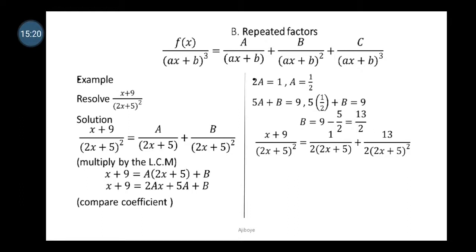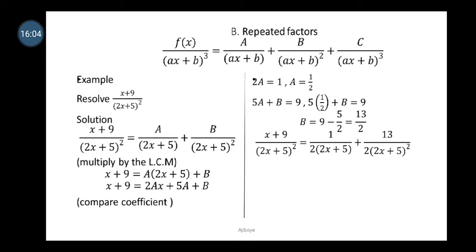Solution: x plus 9 over 2x plus 5 all squared will be equal to a over 2x plus 5 plus b over 2x plus 5 all squared. Multiply by the LCM. If we multiply by the LCM, we'll see we have x plus 9 equals a open bracket 2x plus 5 close bracket plus b, and x plus 9 will now be equal to 2ax plus 5a plus b.